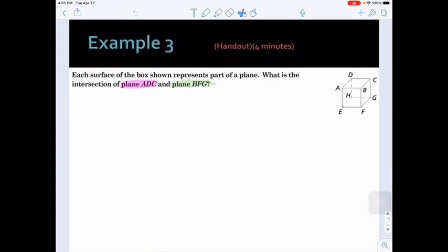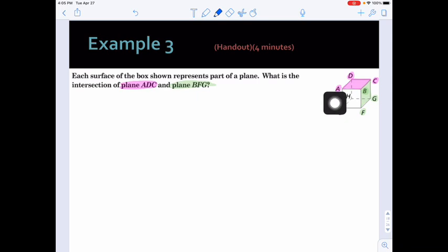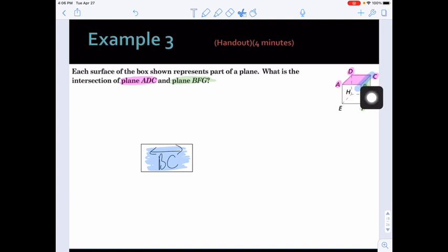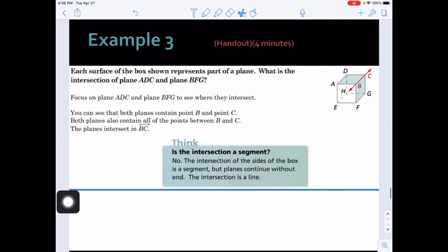Example 3 says each surface of the box shown represents part of a plane. What is the intersection of plane ADC and plane BFG? I have started by highlighting plane ADC in pink, which is the plane up at the top, and plane BFG is on the right-hand side, which I have highlighted in green. We are looking for the intersection of these 2 planes, which we can see occurs up in this corner. We can see that these 2 planes have the points B and C in common, meaning their intersection will be the line through B and C, or line BC. The work for this problem is written out on the next 2 slides.